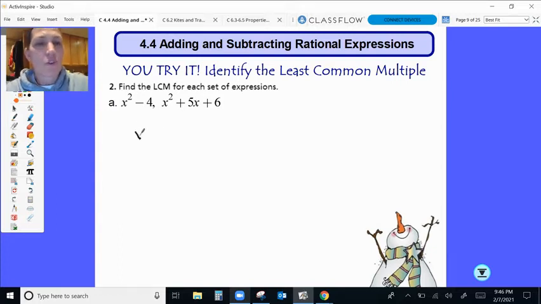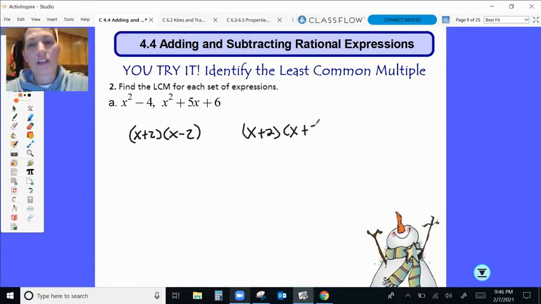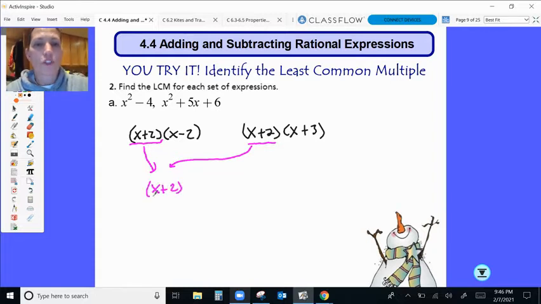So x squared minus 4 will factor into x plus 2 times x minus 2. X squared plus 5x plus 6 will factor into x plus 2 times x plus 3. Now these ones, we do have a couple that are in common. We have this x plus 2 and the x plus 2 in common. So we'll only need to add that one time because it's already common, right? Common factor, least common multiple. Kind of think of it that way, okay?